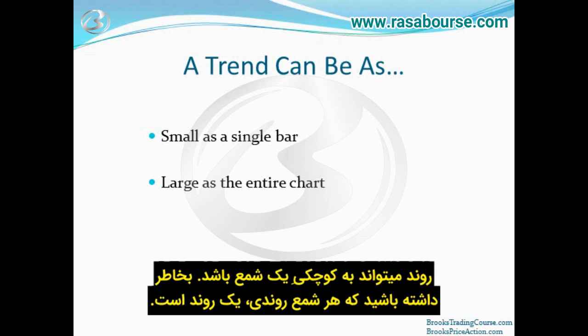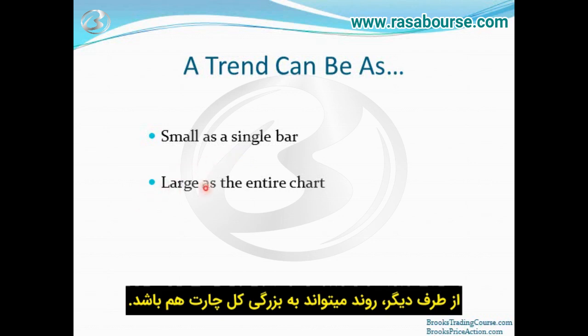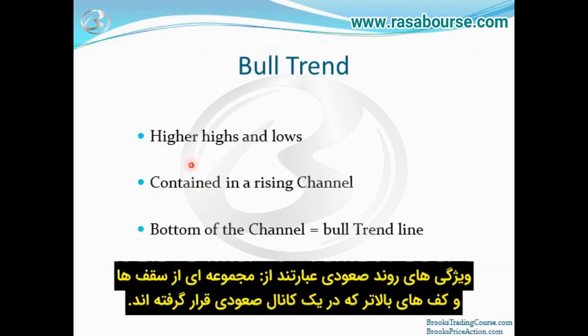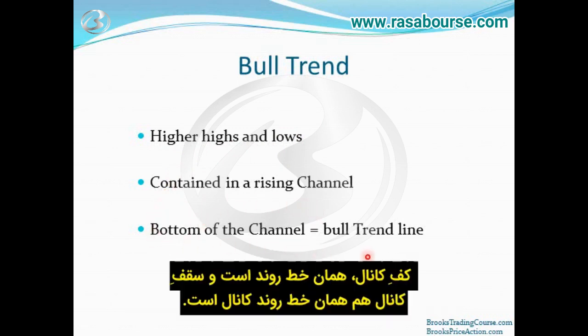A trend can be as small as a single bar. And remember, every trend bar is a trend. The trend can be as large as the entire chart. Characteristics of a bull trend: a series of higher highs and lows, and it's contained in a rising channel. The bottom of the channel is the trend line. The top of the channel is the trend channel line.